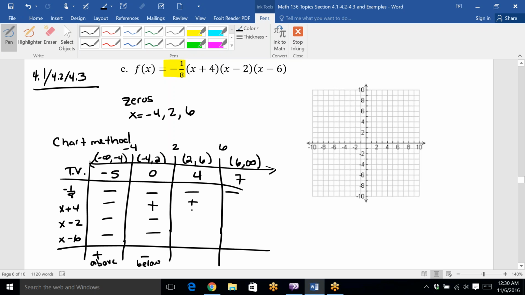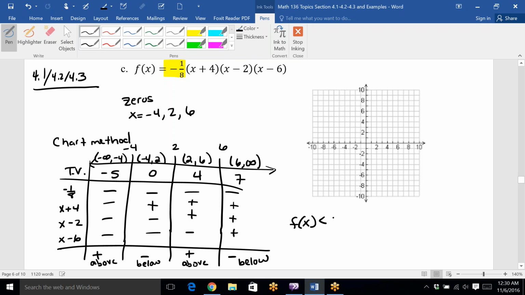4 plus 4 is positive. 4 plus 2 is minus 2 is positive, and 4 minus 6 is negative. 2 negatives make a positive, so this one will be above. And 7 would be positive, positive, and positive, but the negative at the top makes the thing overall negative, so it'll be below.